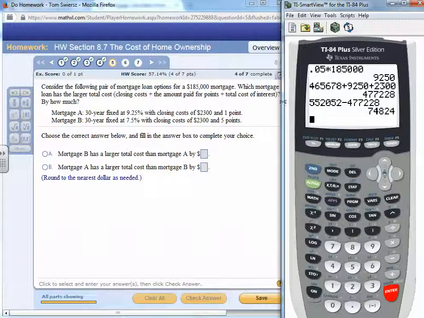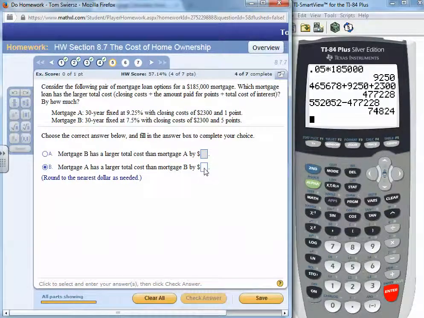So now mortgage A was actually the higher one, right? So mortgage A has a larger total cost than mortgage B, and it's by $74,824.